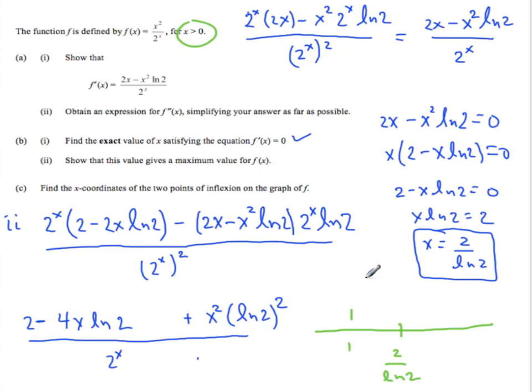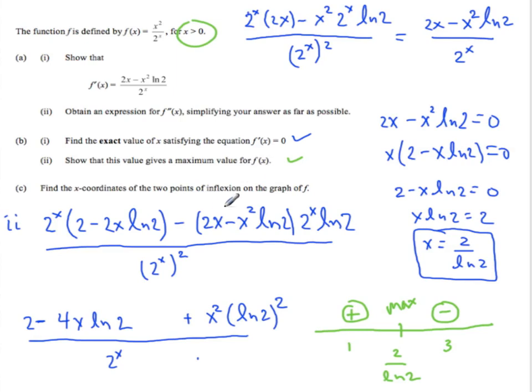I'll pick 1 right here, and if I put 1 in there, I get 2 minus ln 2 over 2, which is positive. And if I pick, I don't know, what should I pick? Let's pick 3. 6 minus 9 times that will be still bigger than 9, which will be negative. Picking 3. So that goes from increasing to decreasing, which means it's a maximum. Okay, so that one's done.